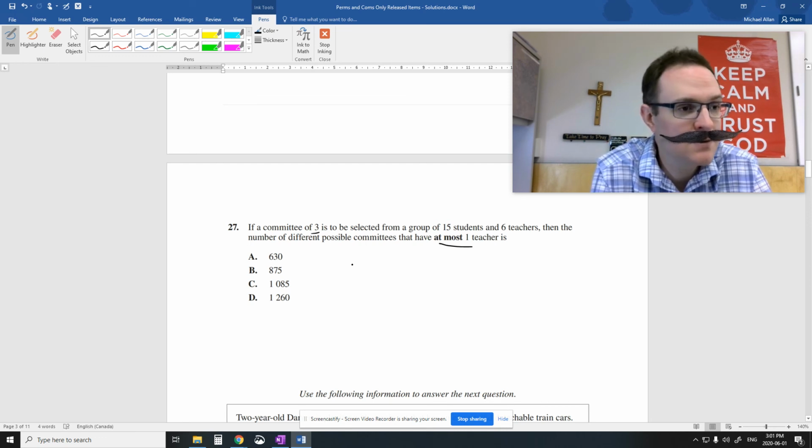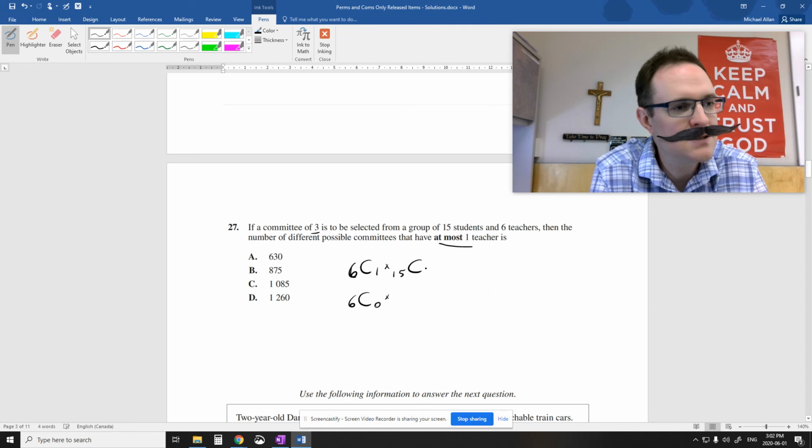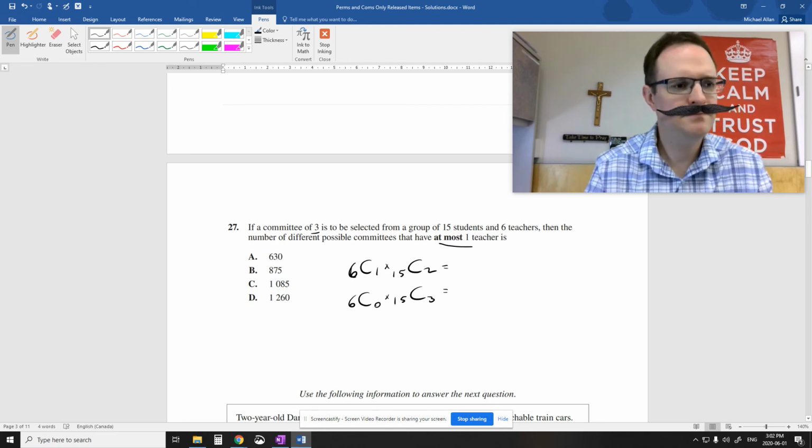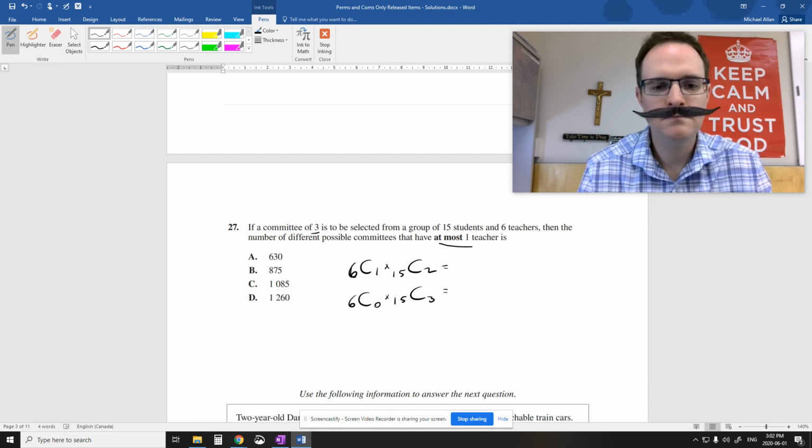That's good. Okay, so let's go 6C1 and 6C0. Can't go anymore. But then, oops, sorry, you have to multiply them because you need the students in the committees as well. So 15C2 to fill out the committee, and then 15C3 to fill out that committee too. 15C3 is 455.